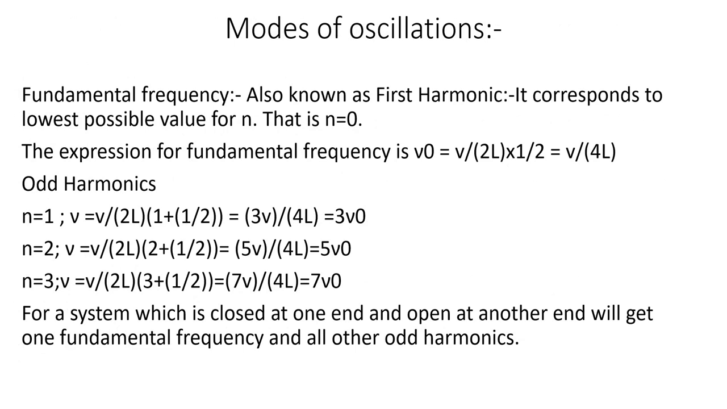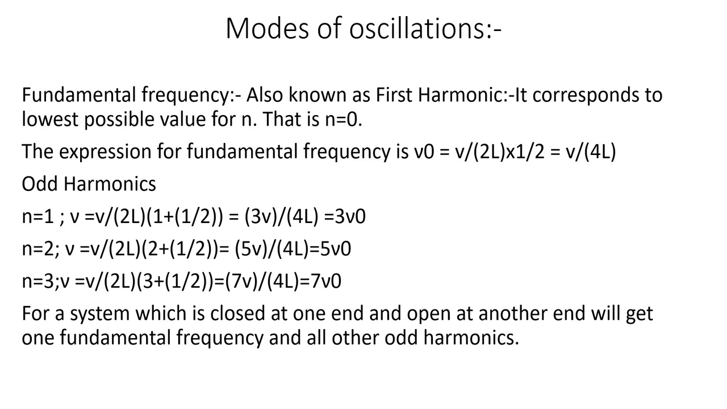Now here also we can find different modes of oscillation. How will we find them? By substituting n is equal to 0, 1, 2, 3, etc. n is equal to 0 corresponds to the lowest fundamental frequency or first harmonic. If you substitute n is equal to 0, you will get v by 4L. For n is equal to 1, you will get 3v by 4L. For n is equal to 2, you will get 5v by 4L, and so on. So here you can see that only odd multiples of the fundamental harmonic are there.